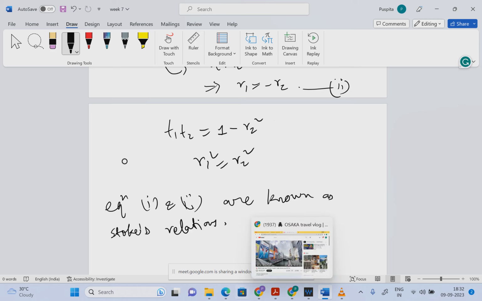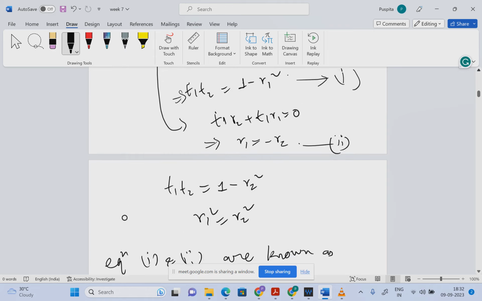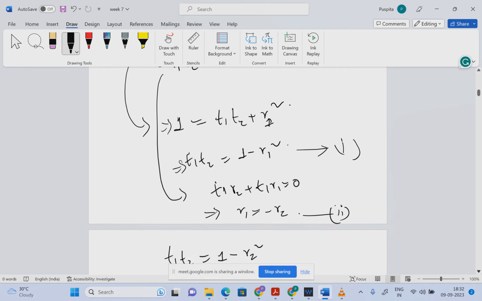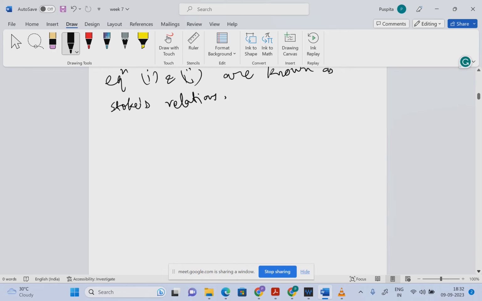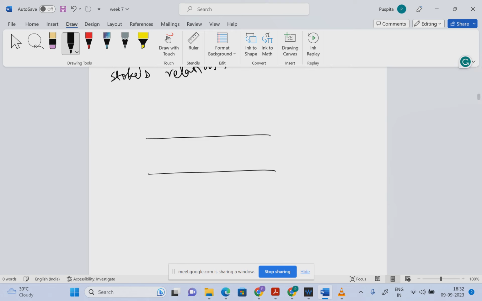The basic thing that we have assumed is that when a ray travels from medium 1 to medium 2, then it has R1 and T1, and when it is traveling from medium 2 to medium 1, then it has R2 and T2. So we have two mirrors, mirror 1 and mirror 2. First we assume this is N1 medium, this is N2 medium, this is N1 medium.